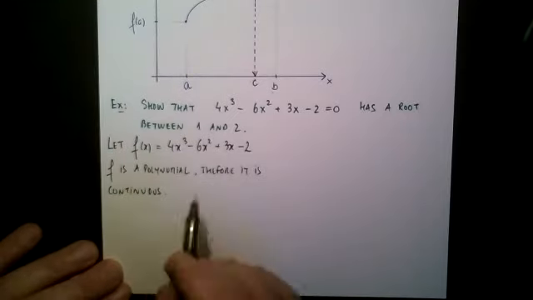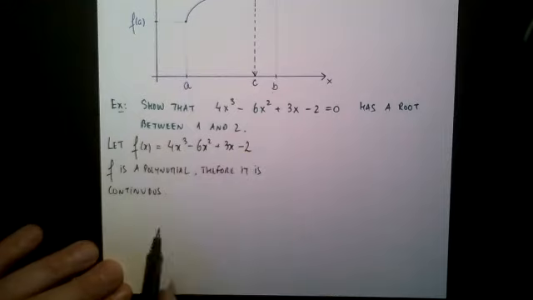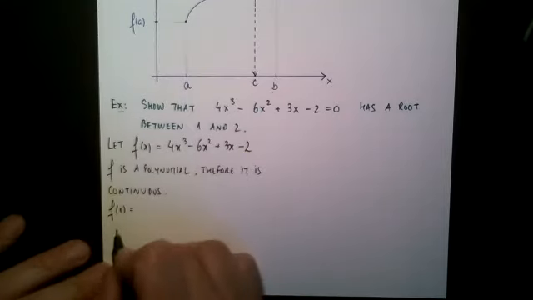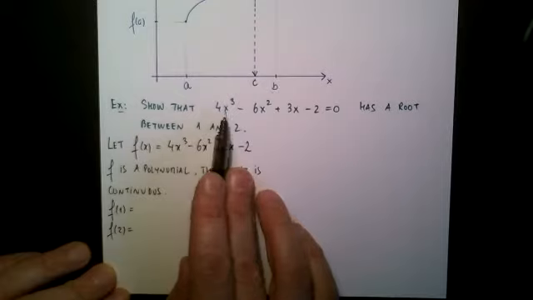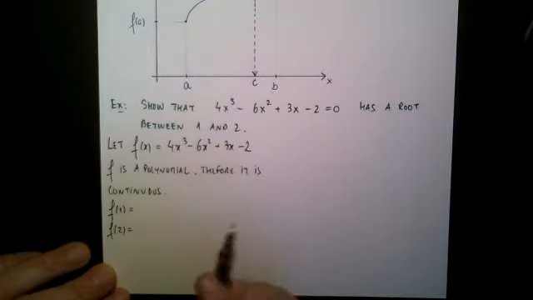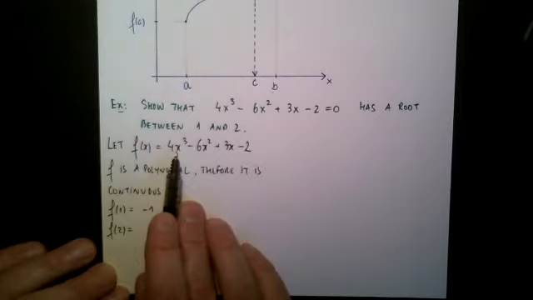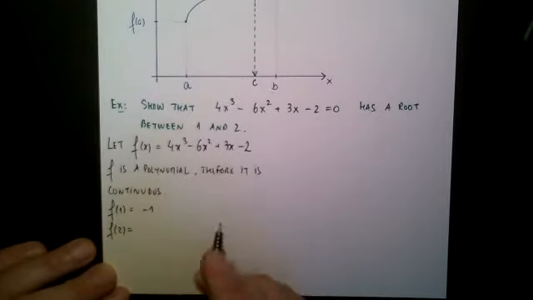Now what am I going to do? I'm going to see at my bounds, at 1 and at 2, what the values of f are. So let's check. f of 1 equals what? And f of 2 equals what? I'm going to plug in 1 here. I get 4 minus 6 plus 3 minus 2, which is negative 1. You with me? Then I plug in 2: 8 times 4 is 32, 32 minus 24, plus 6 minus 2, I get 12.